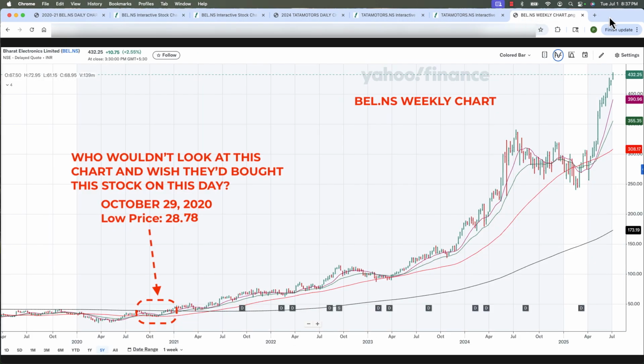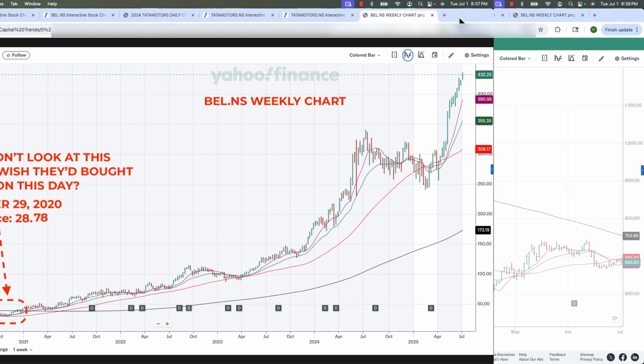And this is the weekly chart for Bharat Electronics. You can also take a screenshot if you like. This is for your reference.